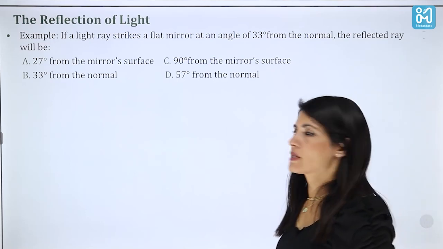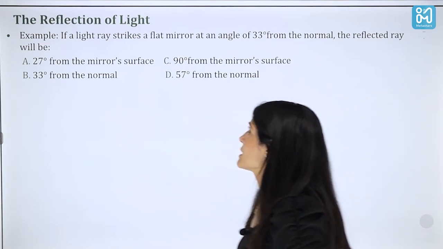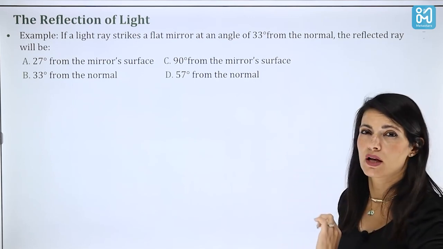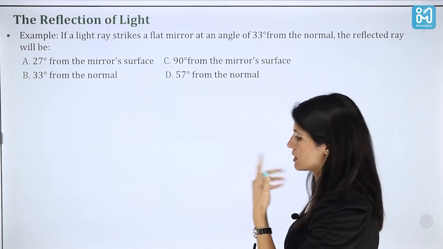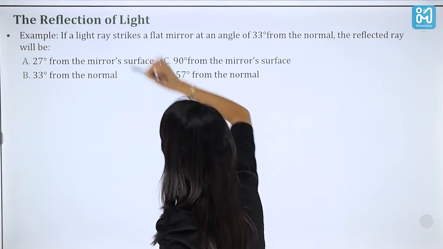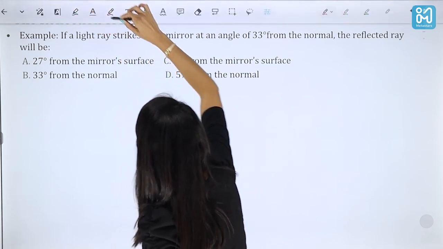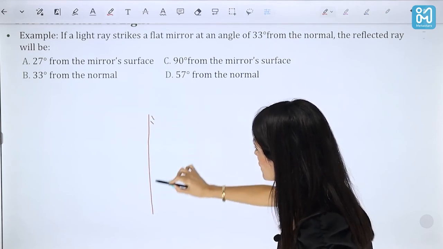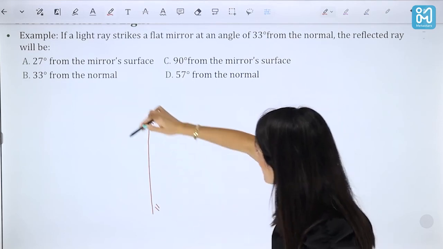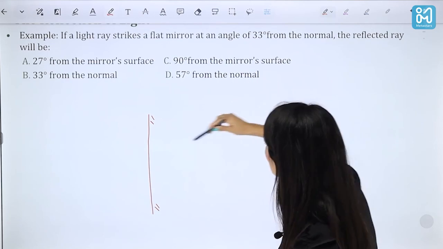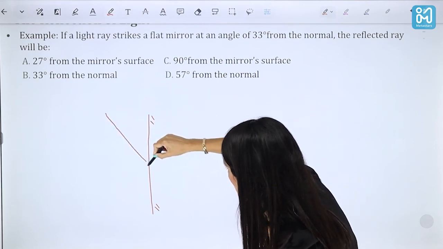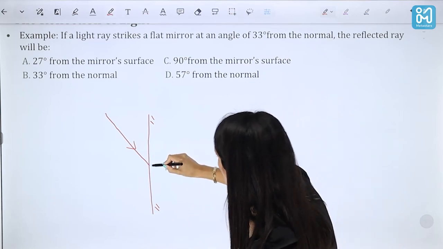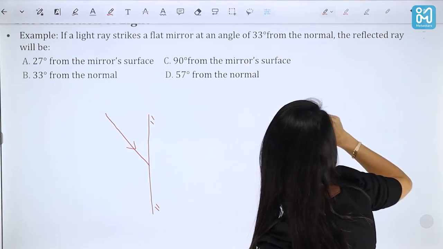Now, let's solve this example. If a light ray strikes a flat mirror at an angle of 33 degrees from the normal. Let's draw the figure. It's better for us to imagine it, but like a quick sketch. So I have in here a surface, and I have a light ray that strikes a flat mirror at an angle of 33 degrees. I'm not using a protractor, it's just a small sketch. So it makes an angle of 33 from the normal.